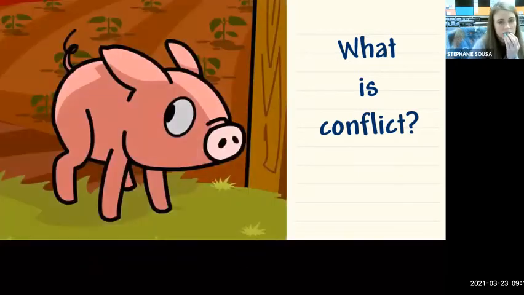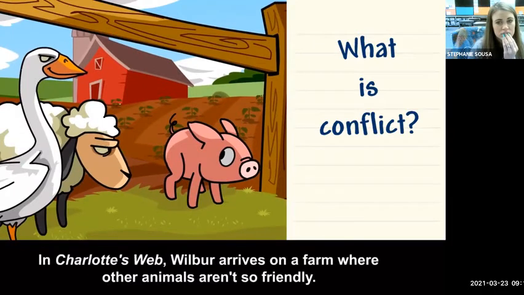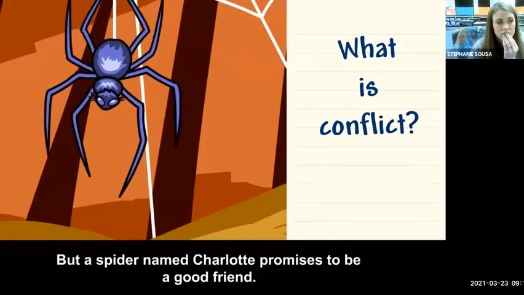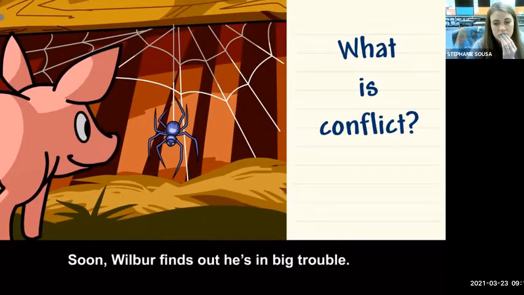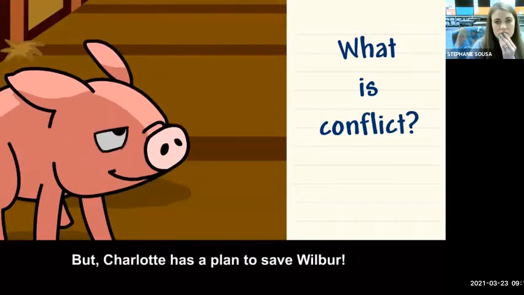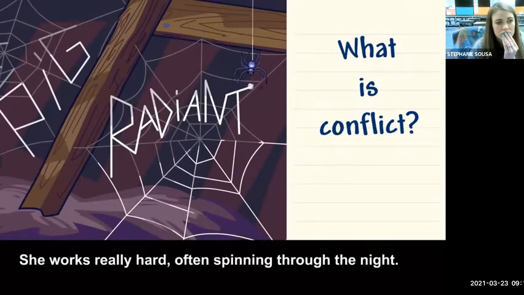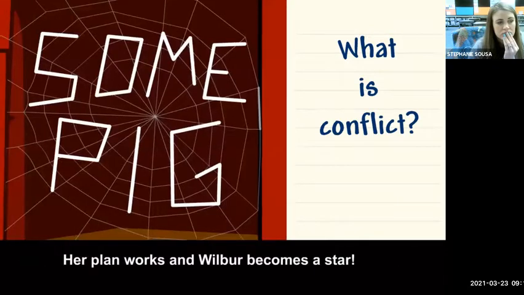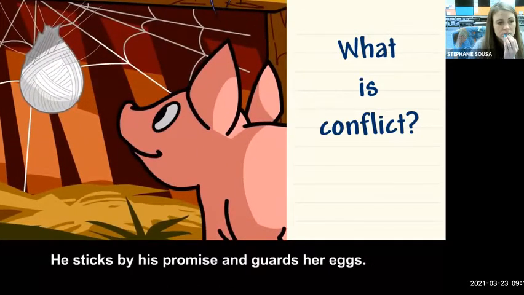Let's see. In Charlotte's Web, Wilbur arrives on a farm where other animals aren't so friendly. But a spider named Charlotte promises to be a good friend. Soon, Wilbur finds out he's in big trouble. But Charlotte has a plan to save Wilbur. She spins webs with special messages. She works really hard, often spinning through the night. Her plan works and Wilbur becomes a star. Later, Charlotte lays eggs and Wilbur promises to protect them. He sticks by his promise and guards her eggs.